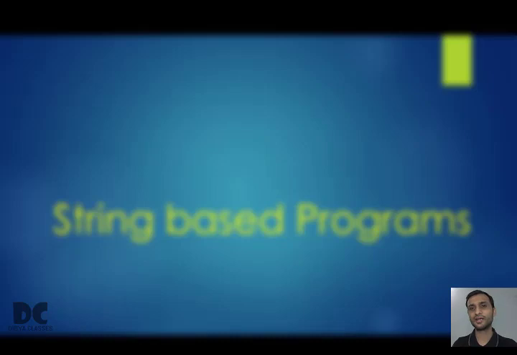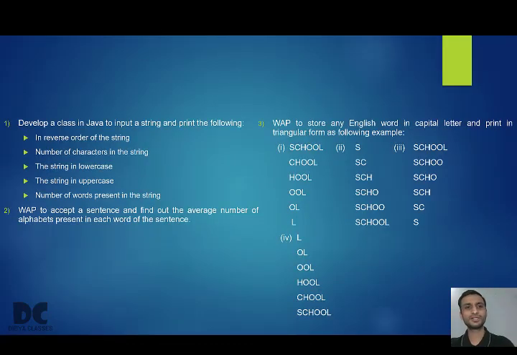So today in this class, we're going to solve a few of the string programs. So let us start. Question number 1 says, develop a class in Java to input a string and print the following: reverse order of the string, number of characters in the string, the string in lowercase, the string in uppercase, and the number of words present in the string. So in a single program, you have to do a total of 5 things.